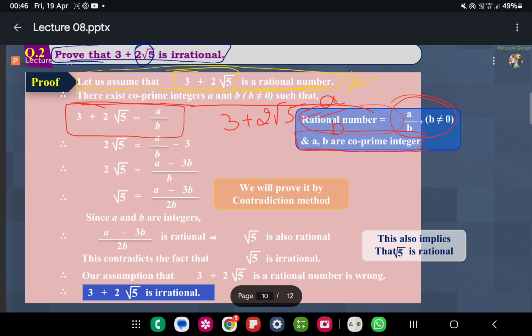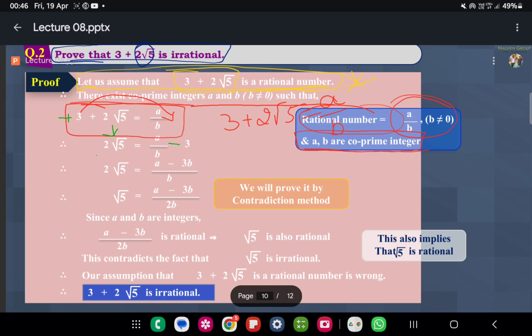Then you can shift the 3 to the right hand side. We will notice that the remaining part is 2 root 5, so 2 root 5 equals a by b. When you shift any number from the left hand side to the right hand side, it changes its sign. Here it was plus, so here you will get minus. So 2 root 5 equals a by b minus 3.